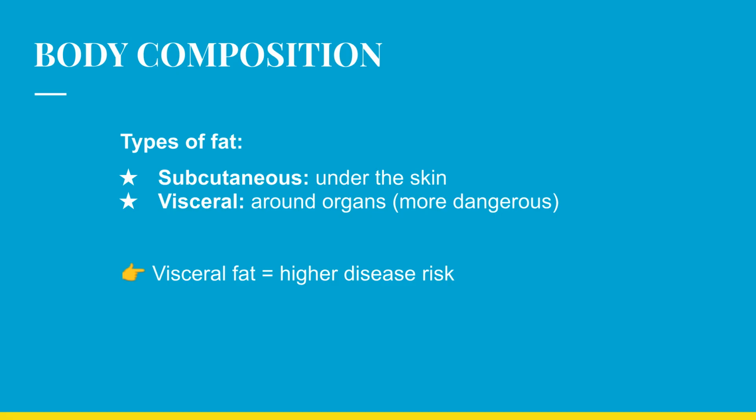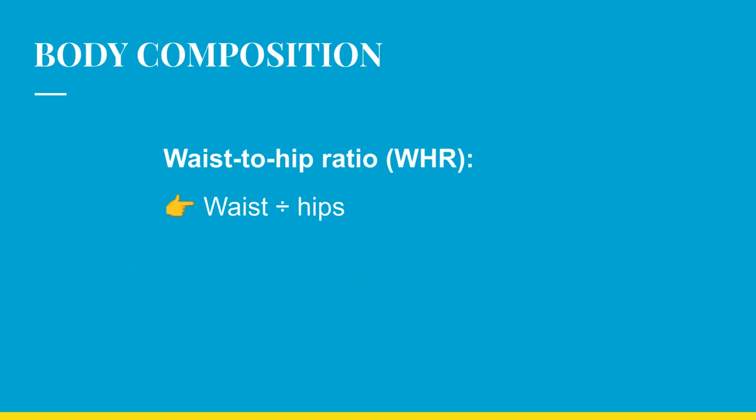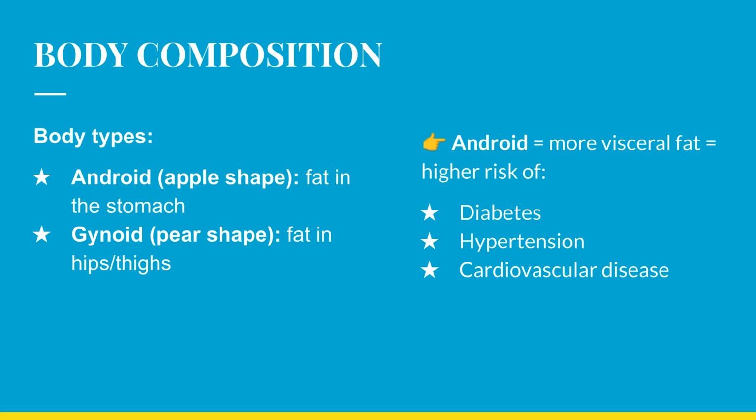There are two types of fat: subcutaneous, which is under the skin, and visceral, which is around organs and is considered more dangerous. Visceral fat equals a higher disease risk. One method for assessing body composition is the waist-to-hip ratio, or WHR, calculated by dividing the waist measurement by the hip measurement. Body types are categorized as android, or apple shape, where fat is stored in the stomach, or gynoid, or pear shape, where fat is stored in the hips and thighs.